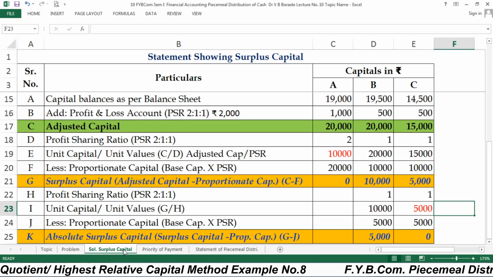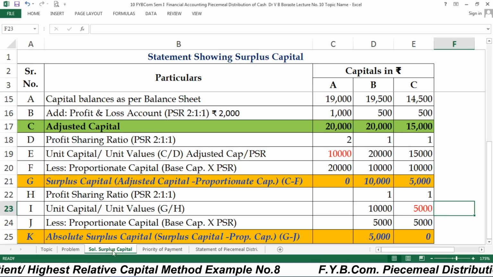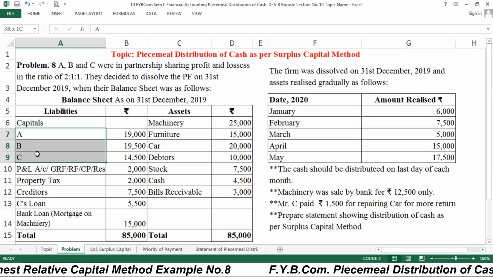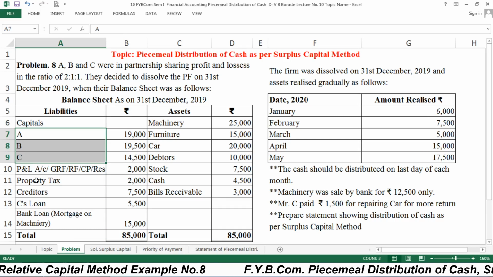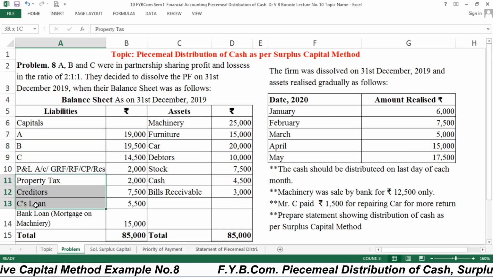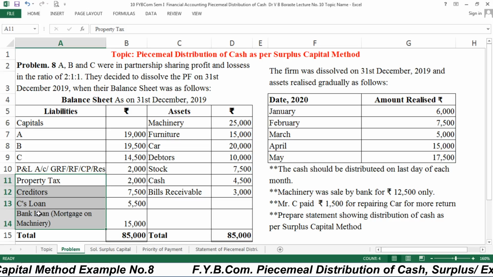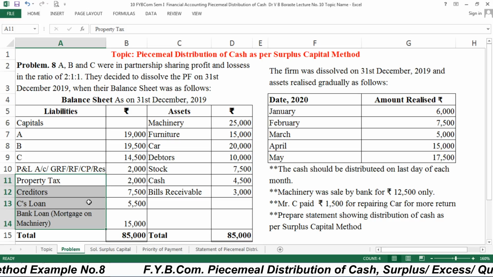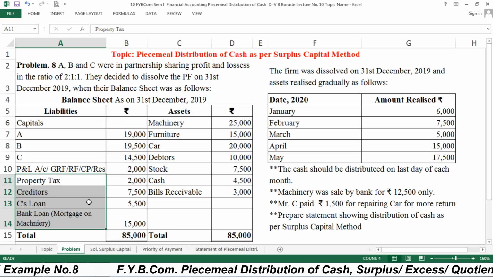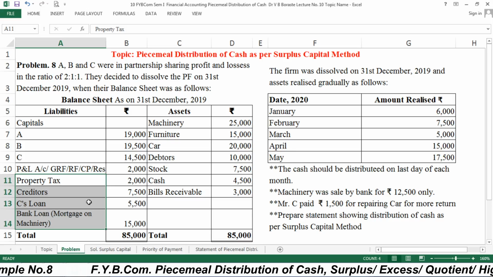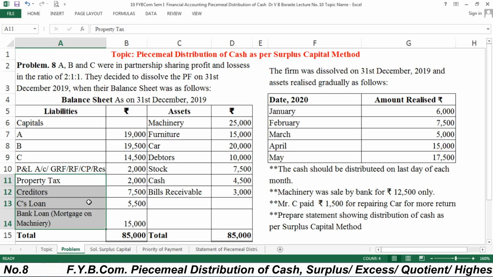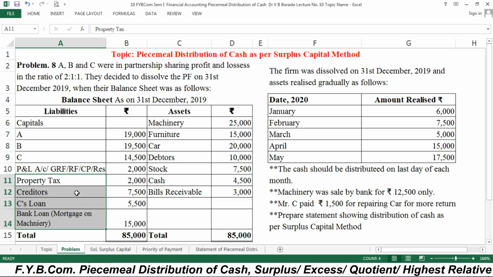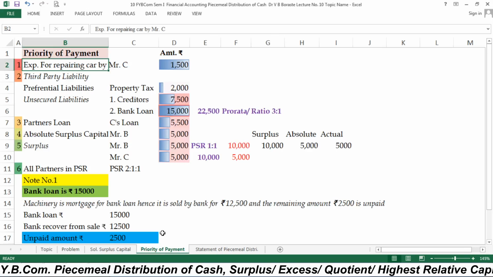Now we have to prepare a priority of payment. Priority of payment means what? We have a liability of capital, that is A, B and C. With this we have property tax, creditors, C's loan and bank loan. Out of these four liabilities, which should have priority? That means to whom we have to pay first, or which liability holder has a right to get money first compared to other liability holders. So it is called priority of payment.